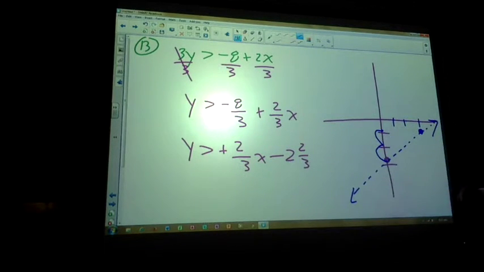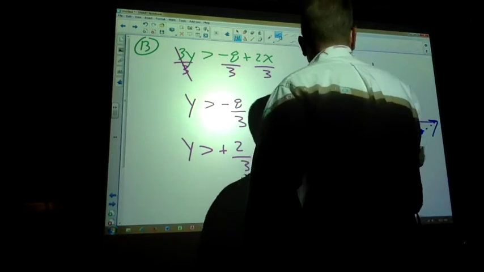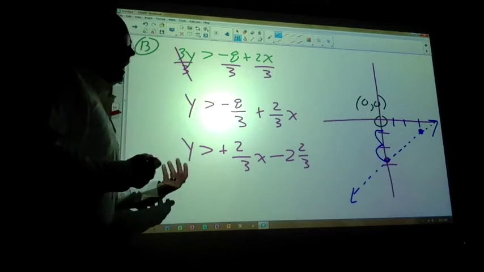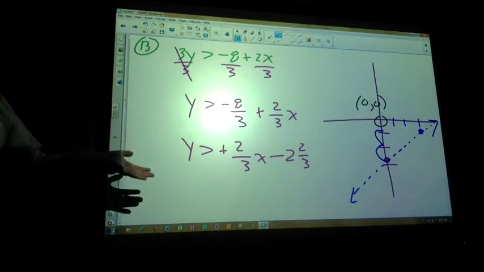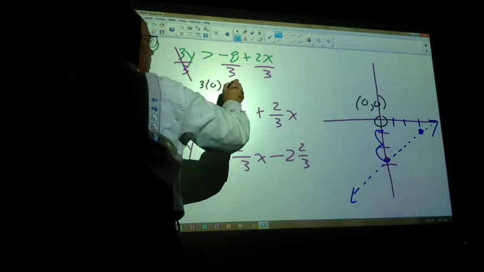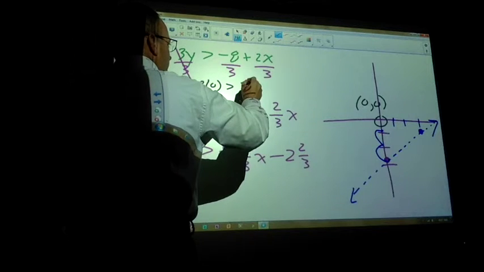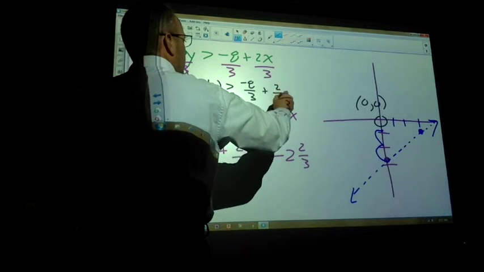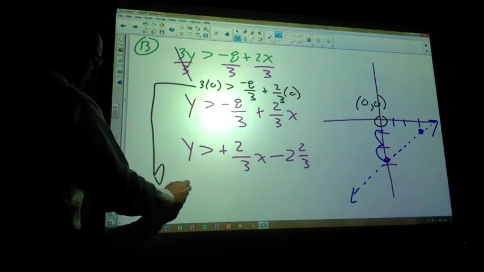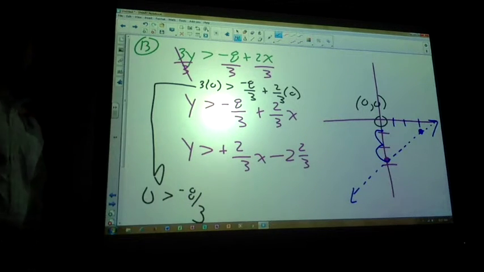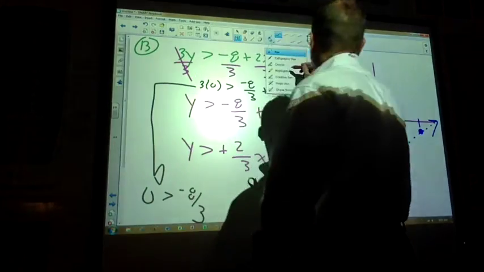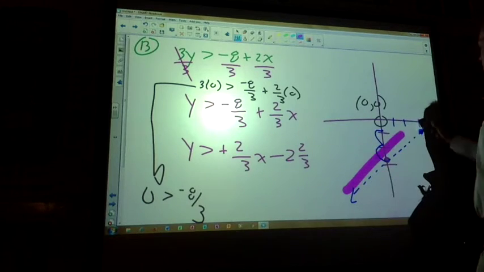Does 0, 0 work as a good test point? Yeah, it's here, so it's definitely above it or to the left of it, however you look at it. I can plug it into my original or my modified, it doesn't really matter, so I'll plug it into my original. So is 3 times 0 greater than -8 over 3 plus 2/3 times 0? So is 0 greater than -8/3? Yes. So I shade the top part of it. So I shade up here.